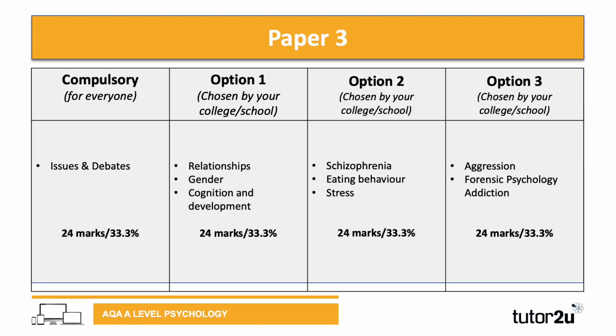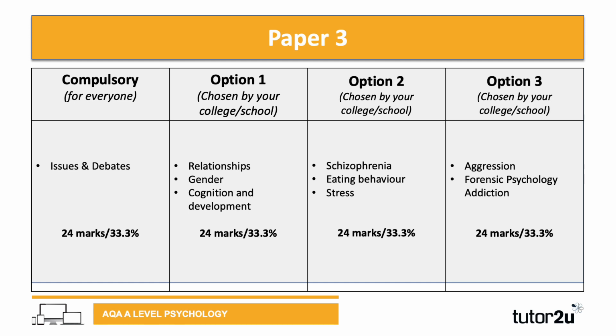Paper 3 then, this is the optional paper, but to stress this is not an optional paper for you to choose which topic you're doing. Your centre or your school, your college will be choosing which topics that they will be teaching you and therefore which ones you will be completing in the exam. So the compulsory topic in paper 3, which every centre, every student will be covering, is issues and debates.